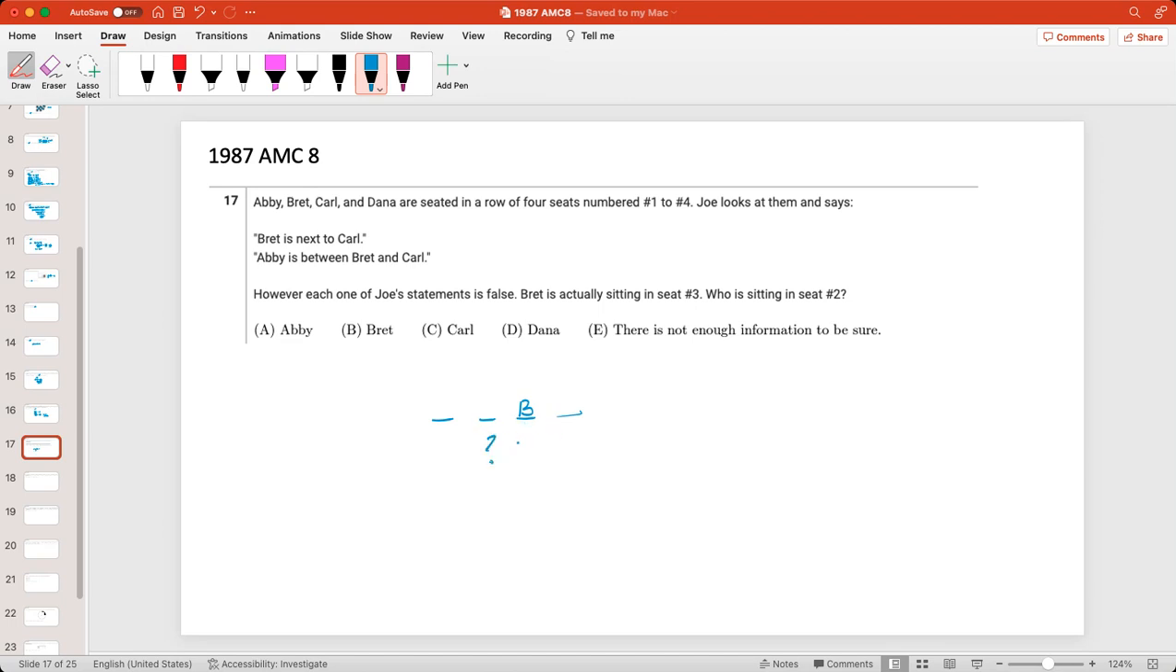So now let's check. Brett is next to Carl is false. So Brett is not next to Carl, so Carl has to be here. And Abby is between Brett and Carl. This is also wrong. So Abby has to be here. So that leaves D to sit here. D is Dana. That's the answer.